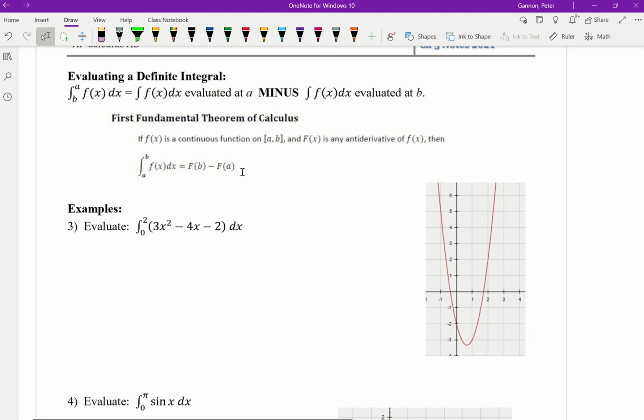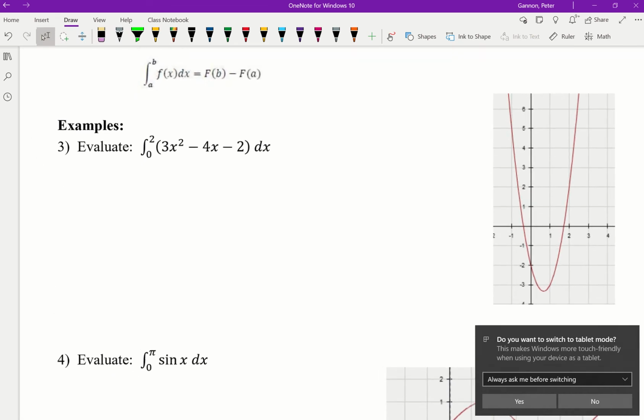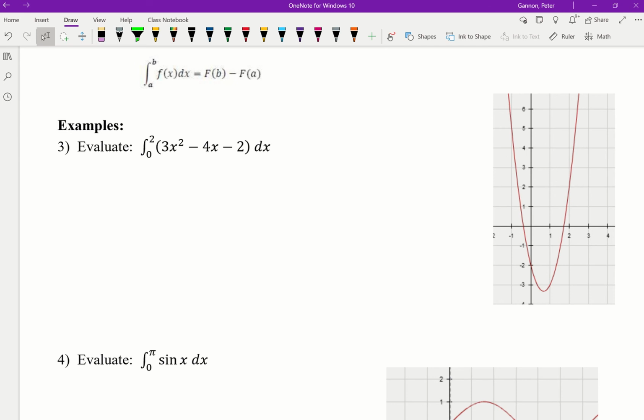So we're going to go ahead and take a look at a few more examples below. The first one, example 3, is we're going to evaluate the integral from 0 to 2 of 3x squared minus 4x minus 2 with respect to x. The first thing we're going to do is take the integral. Now, there is a sum and difference rule for integration, so we can go ahead and take the integral using those. The integral of 3x squared is simply x cubed.